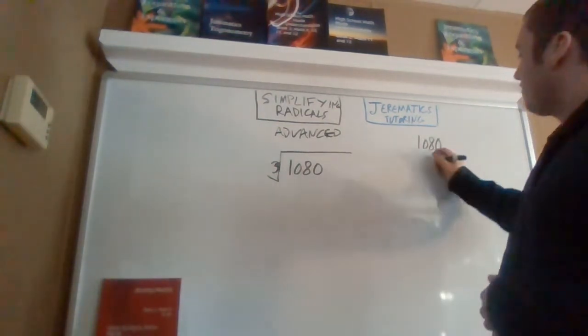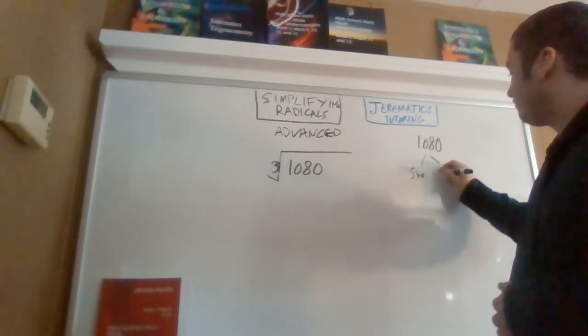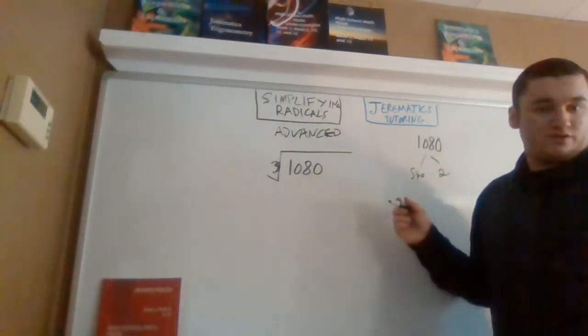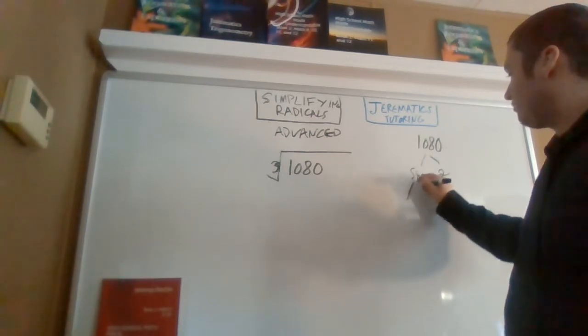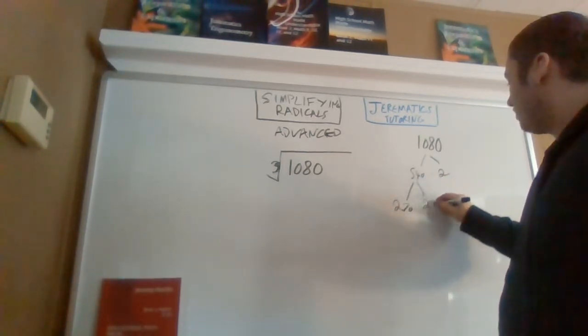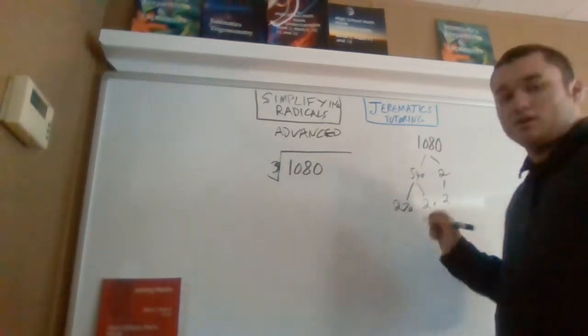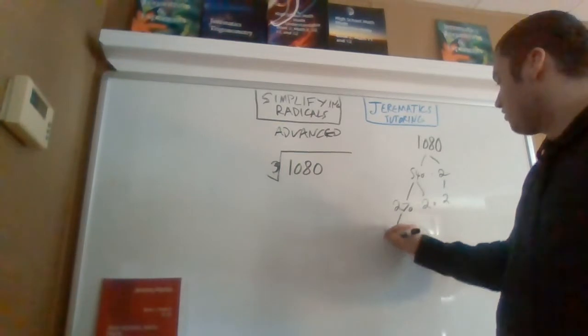So for example, 1080 divided by 2 is 540. So we can write it as 540 times 2. See, we've already put our first 2 branches. Then after that, 540 divided by 2 is 270, times 2, right? And then we carry down this 2. And then 270 divided by 2 is 135. So 135 times 2.